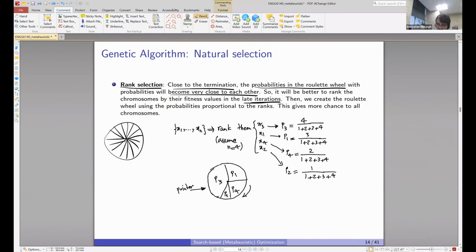Note that you might be wondering, here we said that they are very close to each other, so they have almost equal fitness values. So what does this ranking mean? Of course, they have slightly different fitness values. For example, one of them is 2.3, one of them is 2.331, one of them is 2.29, something like that. So we can still rank them, and we give higher chance to the one which is slightly better, although they are very close to each other.